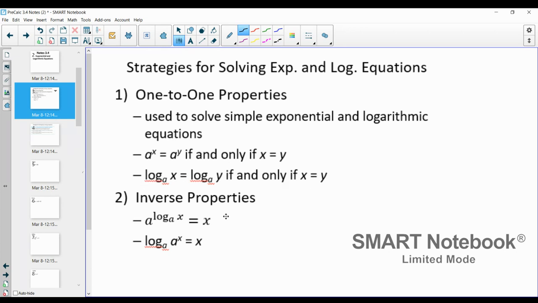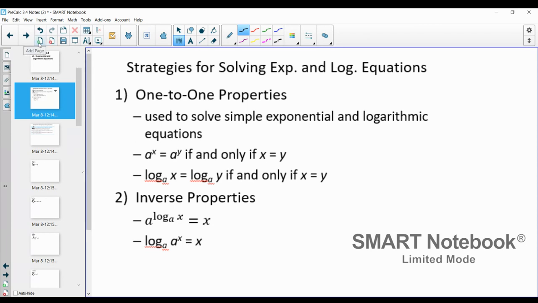And then the big one here is these inverse properties, being like if it's a raised to the log base a of x, we know that the power rule brings the x down, and then the log base a of a just cancels out. That goes to 1, and so that equals x. Same thing here. If we do log base a of a raised to some power x, the log base a and the a cancel out, and it leaves us with x.